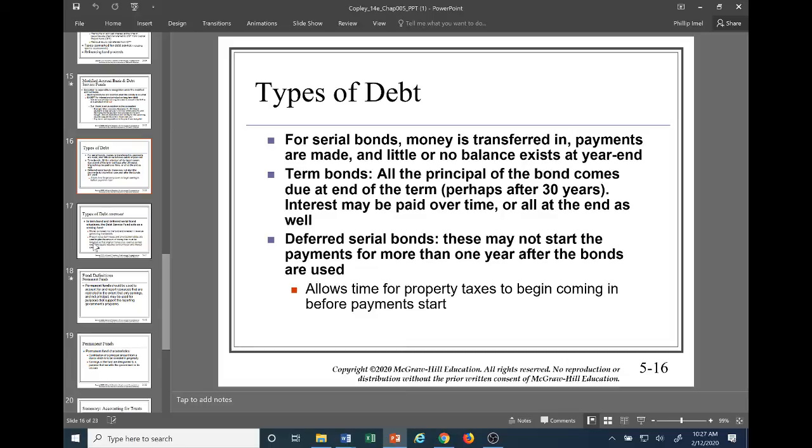So deferred serial bonds. What's the difference between a serial bond and a term bond? Serial bond, just regular. Right, you have installments, like series. You have a series of payments due on it, whereas a term is one.